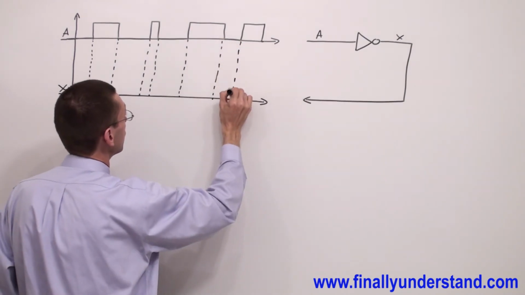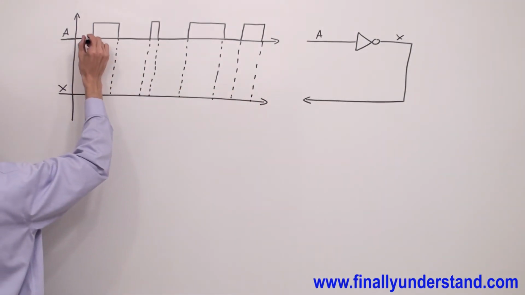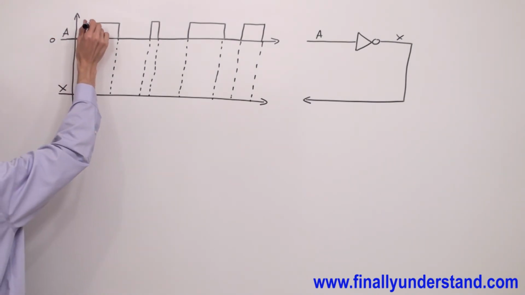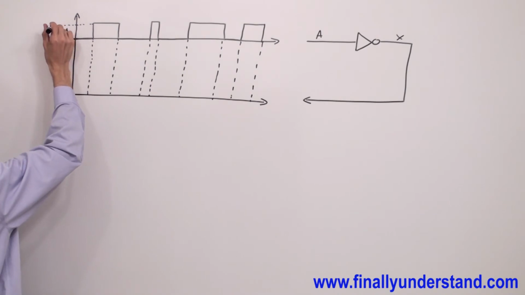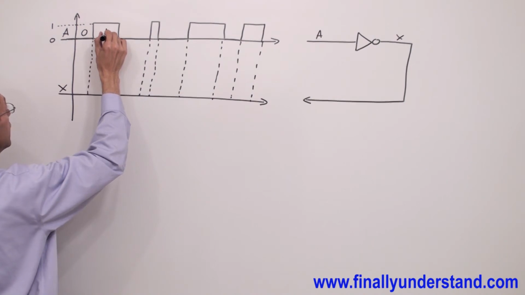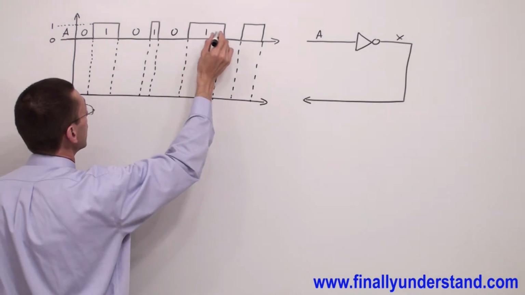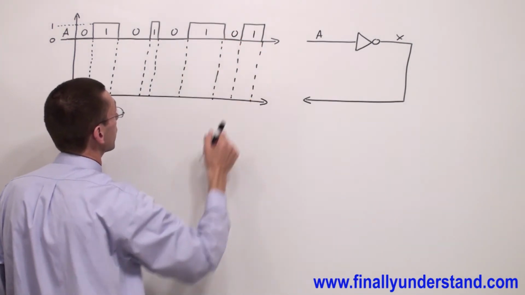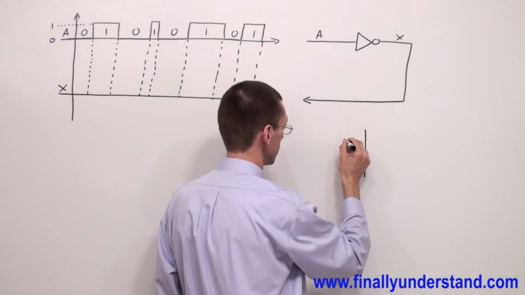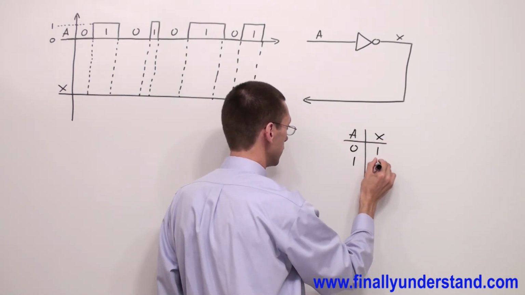Okay, so now please notice that this level is the level 0, logic 0, and this level is logic high. Okay, so this is nothing else, just 0, this is 1, this is 0, this is 1, this is 0, this is 1, this is 0, this is 1. Okay, so the truth table of the inverter, we said, is A, X, we have 0, 1, 1, 0.